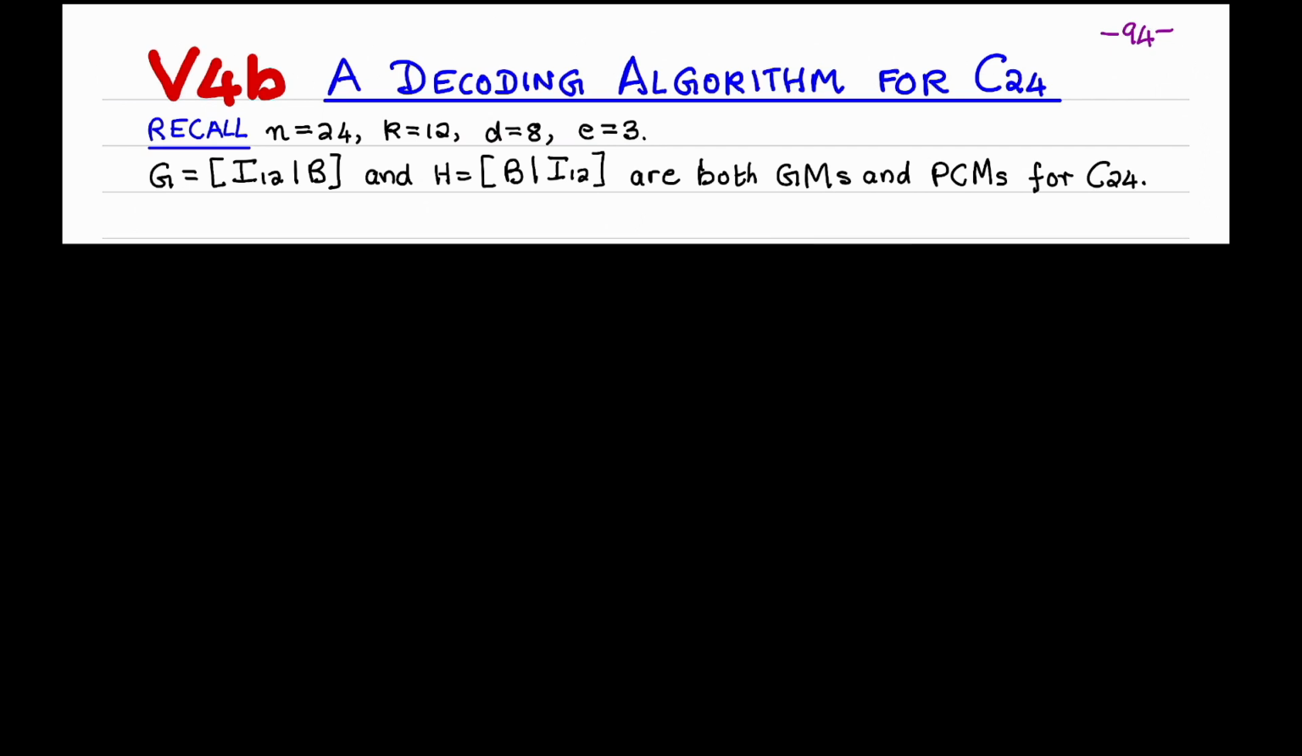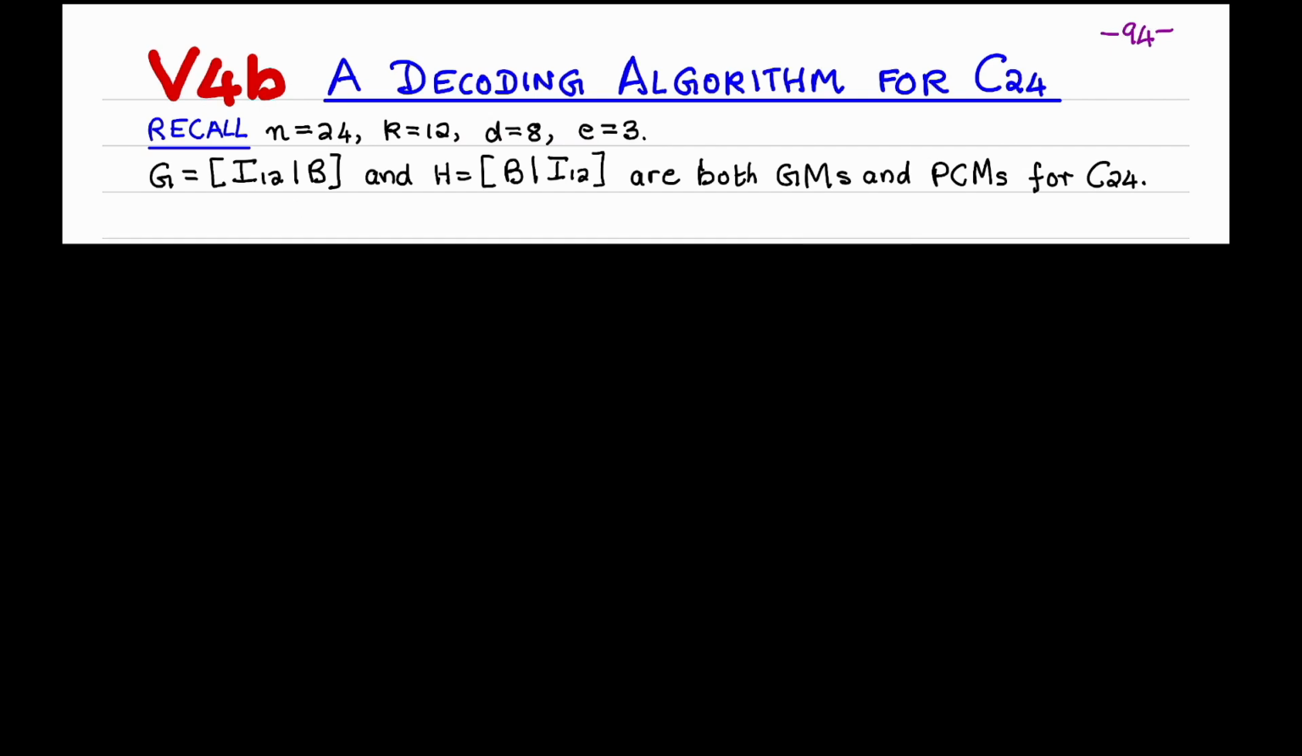I'll remind you that C24 is a binary code of length 24, dimension 12, distance 8, and error correcting capability 3. We have a generator matrix G for C24 in standard form, where B is a 12 by 12 symmetric matrix. It follows that this matrix H is a PCM for C24. Recall also that C24 is a self-dual code, and so G is also a PCM for C24, and H is also a GM for C24.